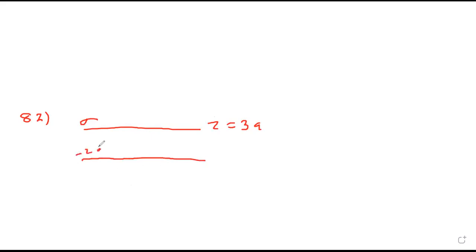Minus 2 sigma is the point. Here Z is A. This is Z axis upward.